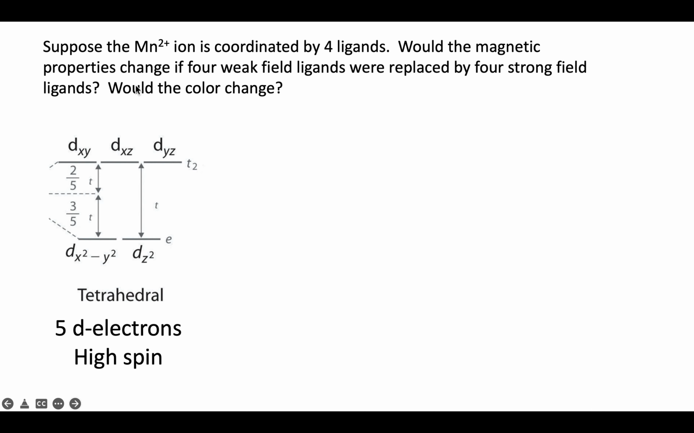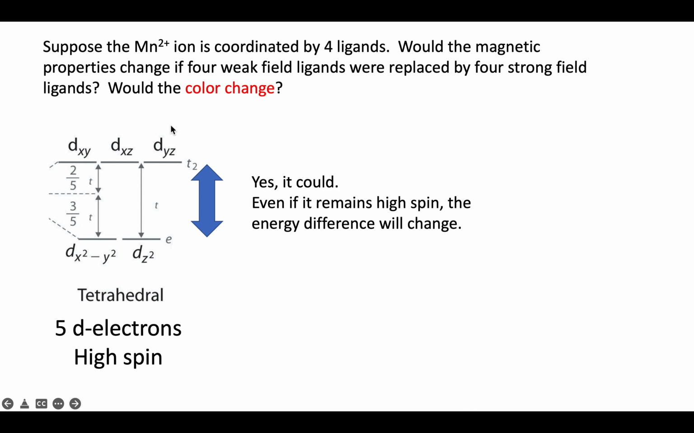Looking specifically here at manganese 2+, that's said to be coordinated by 4 ligands, so I'm thinking tetrahedral. If it's tetrahedral, it's always going to be high spin. If I were to consider the magnetic properties, and I change the ligands, if it remained tetrahedral, I'm not going to change the number of electrons that I have if I change the energy difference, because it's going to remain high spin. I would have 5 unpaired electrons in both cases.